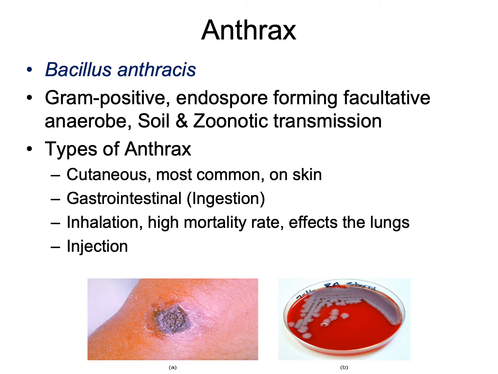Bacillus anthracis, think anthrax. Anthrax or Bacillus anthracis is gram-positive. It's an endospore-forming facultative anaerobe, which means it can grow in both oxygen and it can also grow anaerobically. Prefers oxygen, but it can grow anaerobically. It is found in the soil. Oftentimes, it will form endospores and be in the soil. It also has been found to have a zoonotic transmission, which means it can be transmitted by animals.